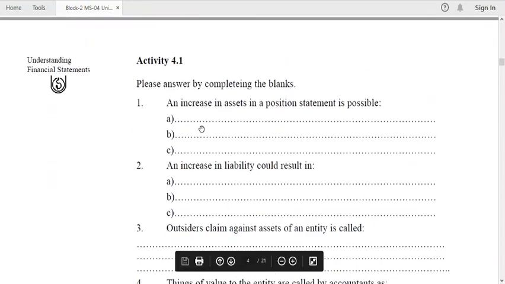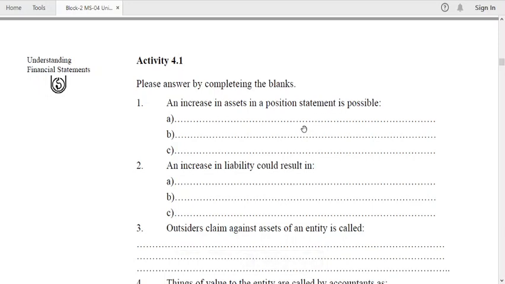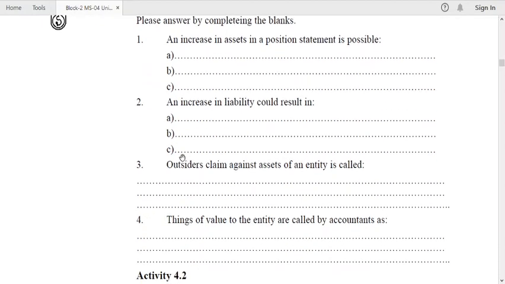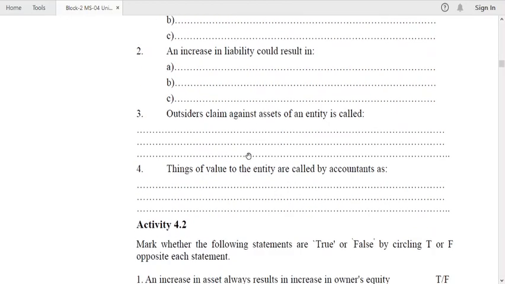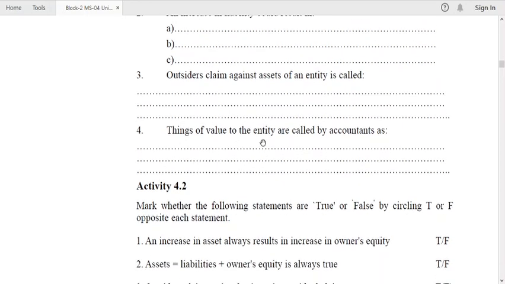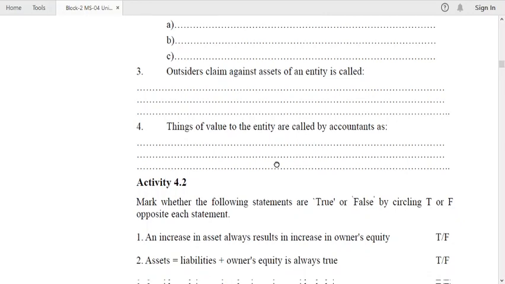See the activity. An increase in assets in a position statement is possible when there is an increase in corresponding liability, or when there is an increase in the owner's equity, or a decrease in another asset also. Next, an increase in liability could result in an increase in asset, or decrease in another liability, or decrease in owner's equity. Outsider's claim against assets of an entity is called liability. Owner's claim is called owner's equity. Things of value to the entity are called by accountants as assets. Those items which have monetary value are called assets.